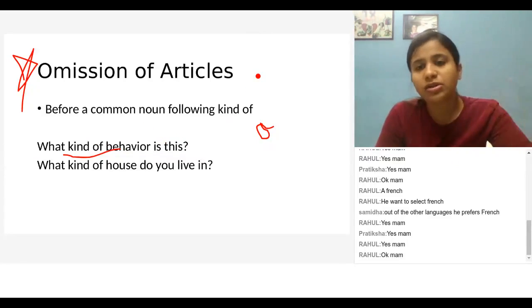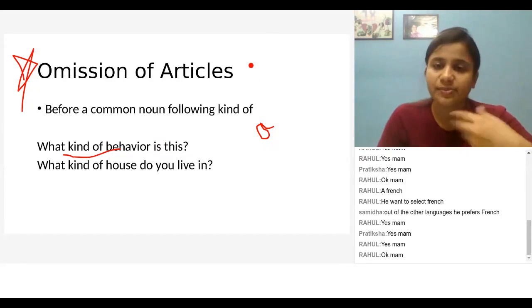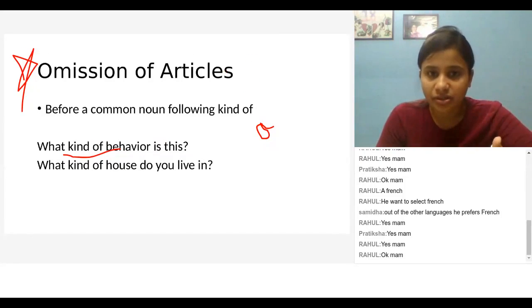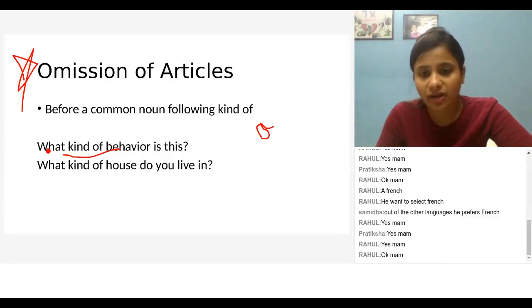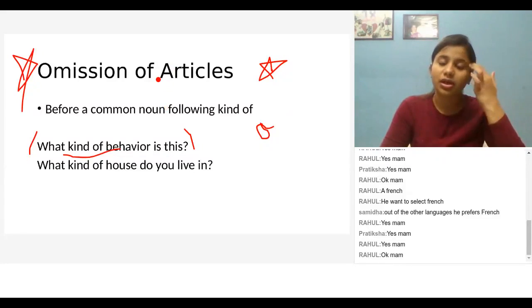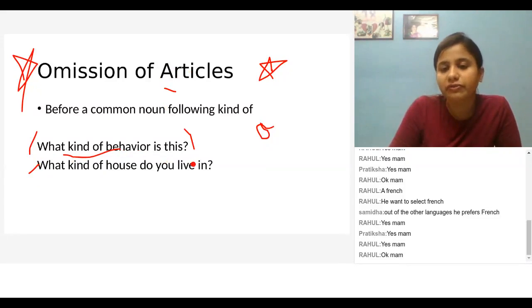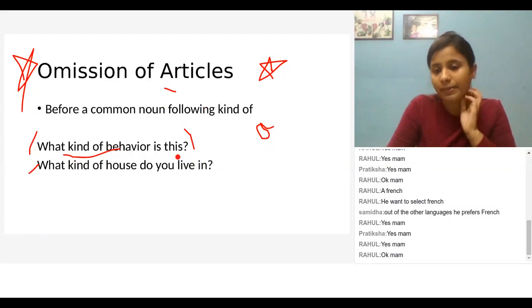Now, other rules many people don't know, but these are all minute rules, and whenever you speak or you want to make an impression, this is not only from the point of view of exams, but always in life. Never say what kind of a, or what sort of a. I guess we had covered this earlier in some chapter. What kind of house do you live in? Just remember this rule.